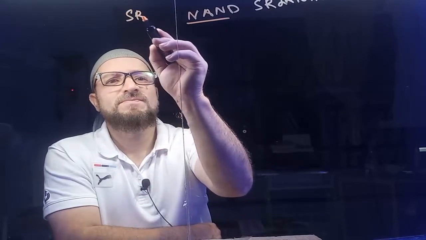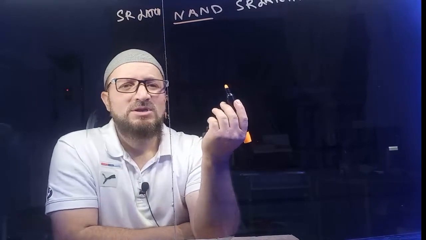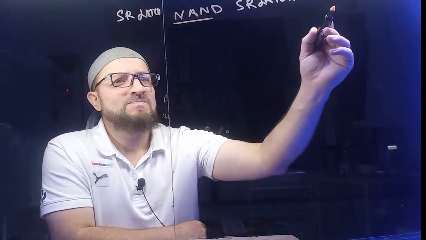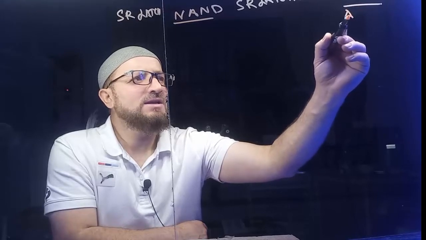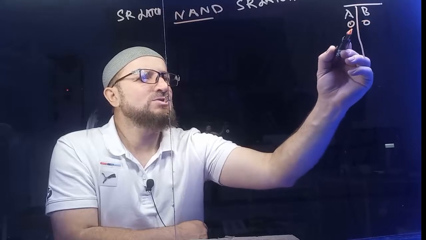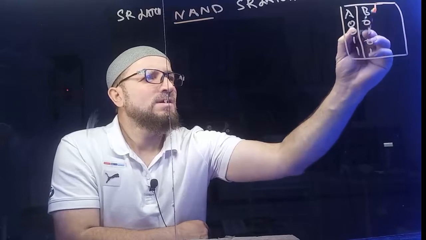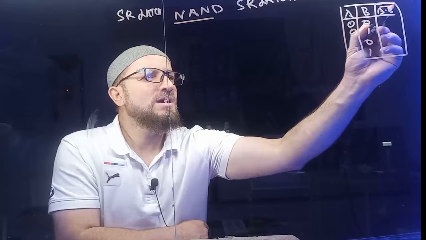So if we want to implement the SR latch using NAND, how are we going to do it? First, let's see the behavior of NAND. I will put it here. This is A, this is my B. What values can A and B have? 0 0, 0 1, 1 0, and 1 1. And what is NAND? NAND is (A and B) complement, right?